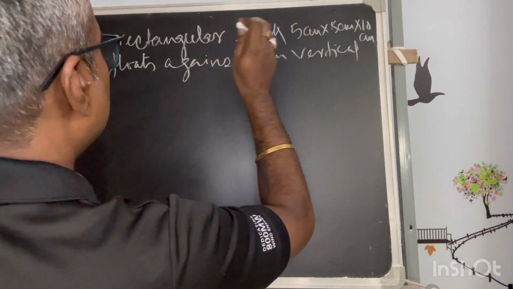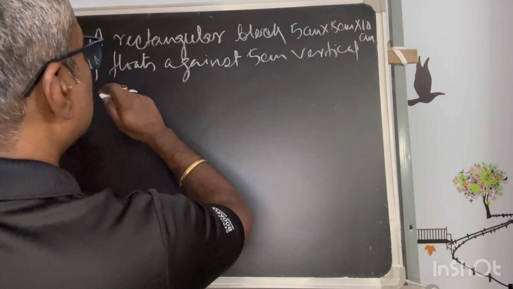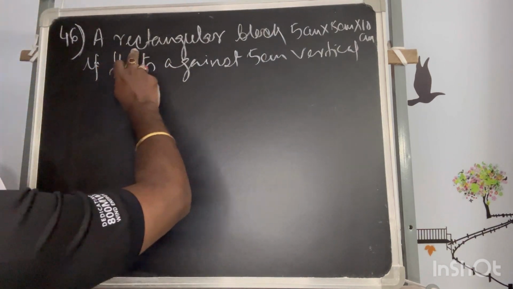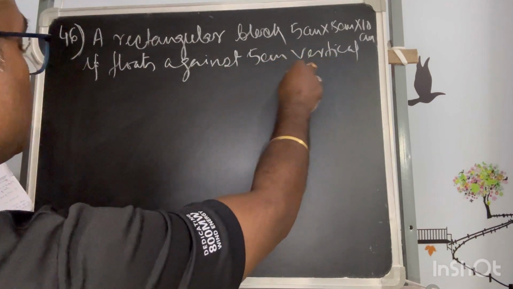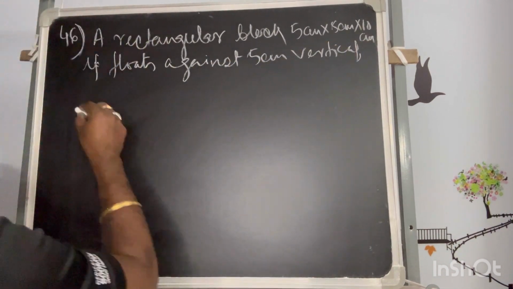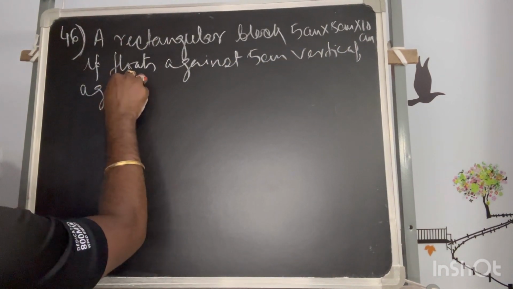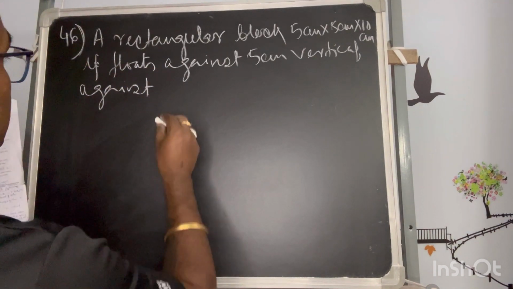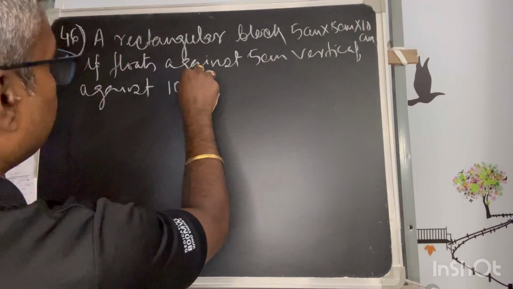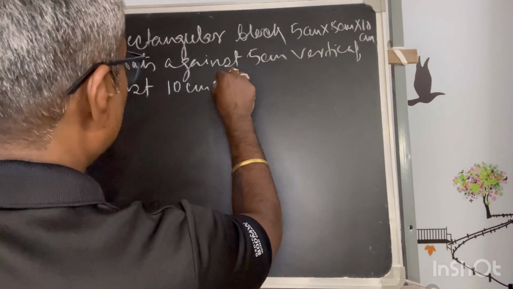I have to change the language because the language is given, not what he said. The rectangular block, if floats against 5 centimeter vertical, then again he has said against. I'm not changing the language because in the exam maybe the same language may come. 10 centimeter vertical.